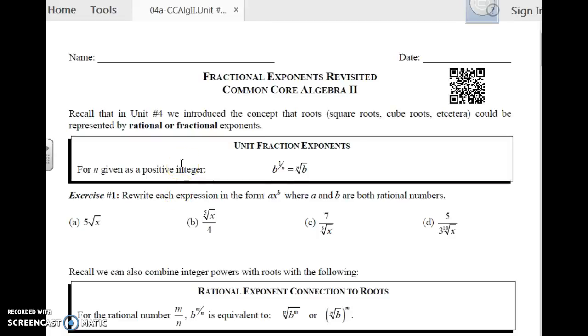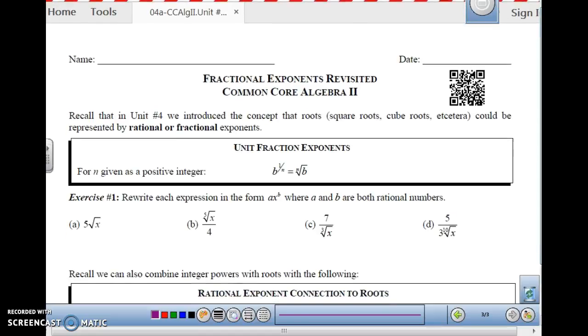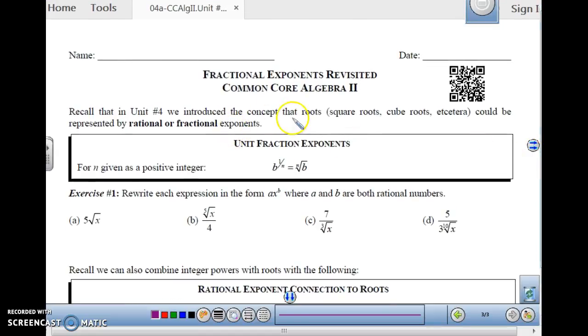This is Algebra 2, Unit 8, Lesson 4, Fractional Exponents Revisited. Now, we've been working on the concept that the roots, square, cube, or whatever, could be represented by rational or fractional exponents. And we decided that when you have a unit fraction exponent, b to the 1 over n, it is the nth root of b to the first power.